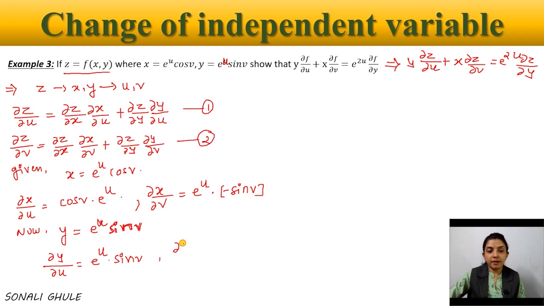Okay, and y with respect to v. This time e to the power u is constant and the derivative of sin v is cos v. Okay. Now using all these derivatives in equations 1 and 2, we will get the value for z with respect to u and z with respect to v.